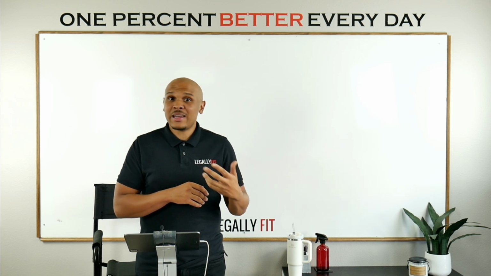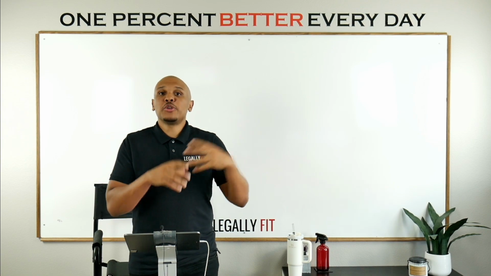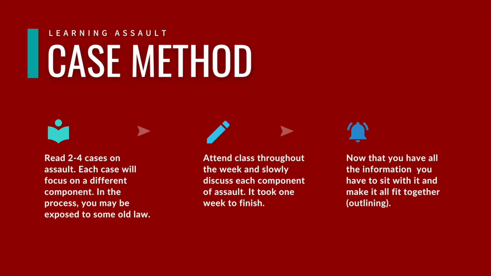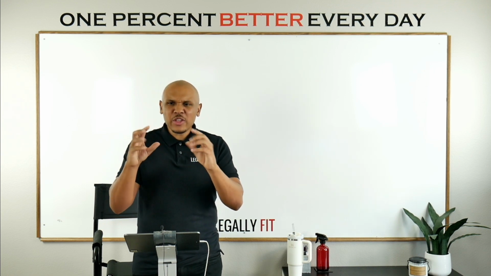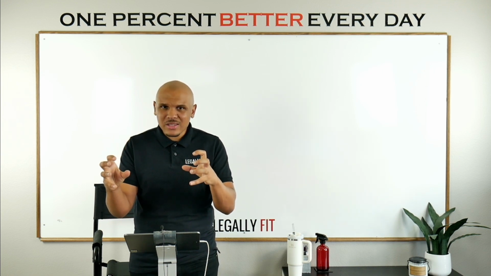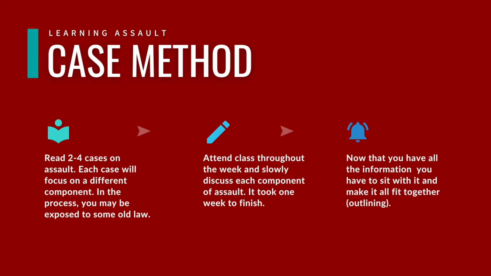The reality is that in some of those cases, some things you'll be learning is old law, some are good law. But you will then go to class, and again, it's broken up throughout that entire week because you don't have all of your torts classes back to back. So it's all broken up throughout the week. You're slowly getting those takeaways and seeing what assault is made up of. It might take 1 week to finish that entire topic. And now that you have all these individual components solidified, you have to figure out how to put those all together, and that's the outlining process.